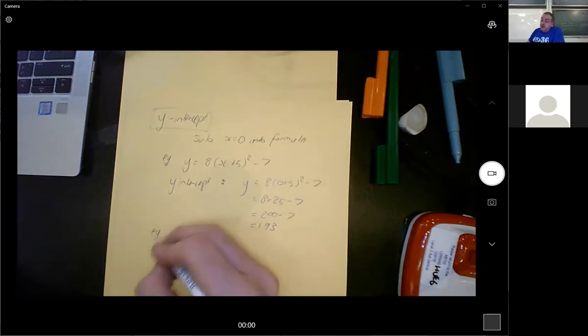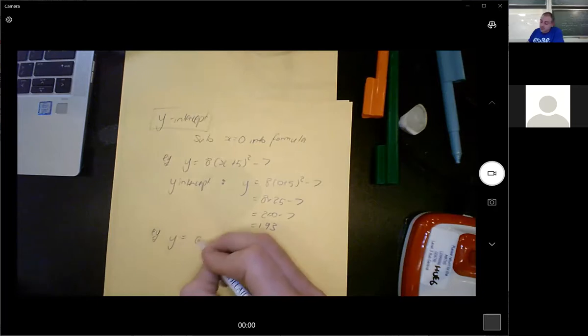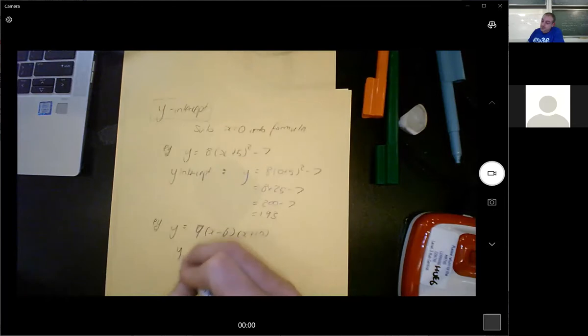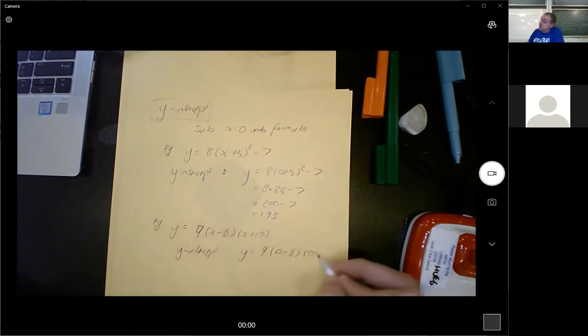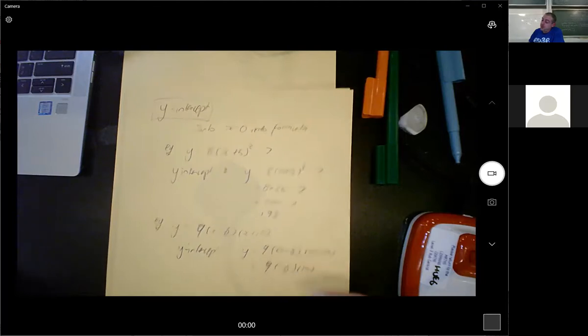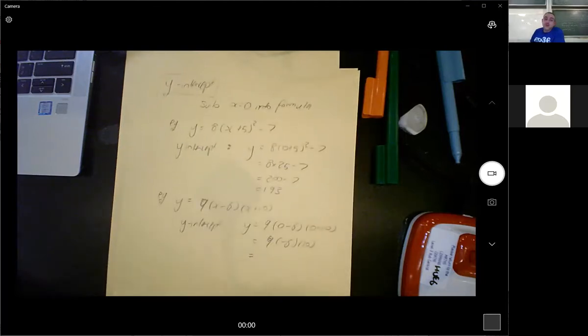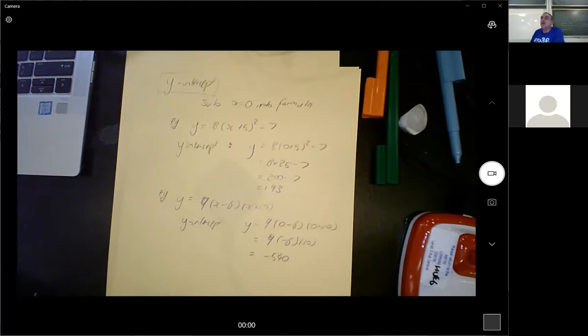Always. And if you had it in factorized form, the y-intercept would be 9 times (0 minus 6) times (0 plus 10), which would be 9 times minus 6 times 10, which would be, oh gosh, 9 times 6 would be 54, and we'd be minus 54, but times 10 would be minus 540. So y-intercept is always calculated that way, sub in the 0.